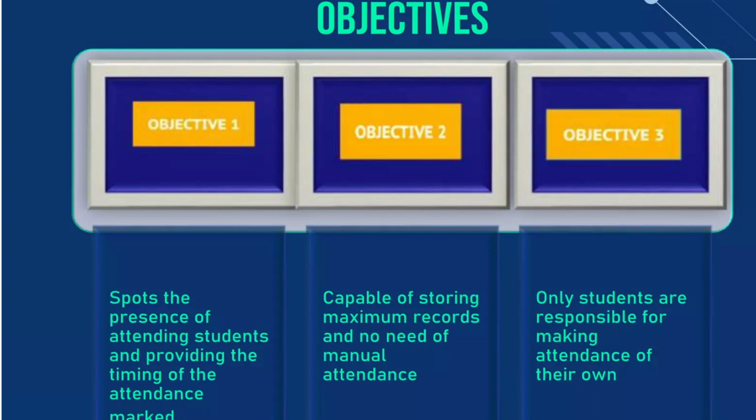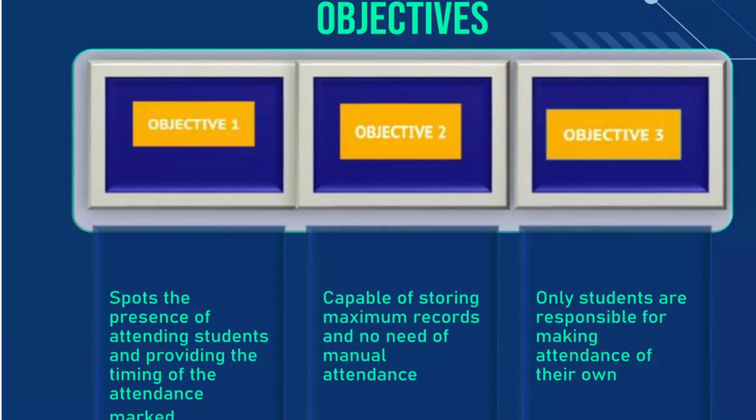And next, it is capable of storing the maximum records and there is no need of manual attendance. In the manual book there can be a limit, of a thousand or something, only the student details can be stored, and the students mark the attendance. But here there is no limit, as many records as needed can be stored. In the manual attendance, both students and teachers will be responsible for the attendance, but here only the students will be responsible for marking their own attendance.